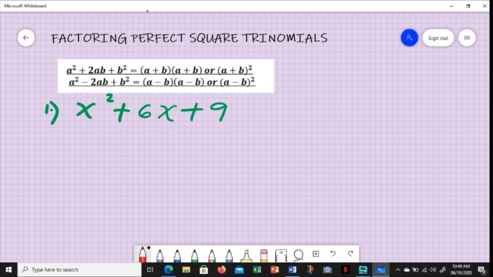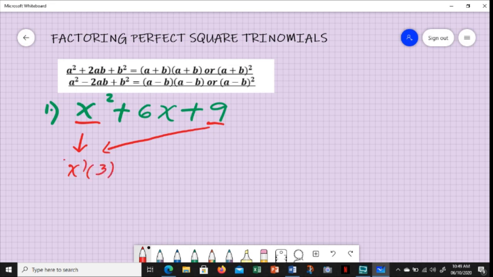So para malaman natin kung ito ay perfect square trinomial, first we need to apply the square root on the first term and the last term. So let's say x squared. The square root of x squared is x. Okay. Next, the square root of 9 is 3.